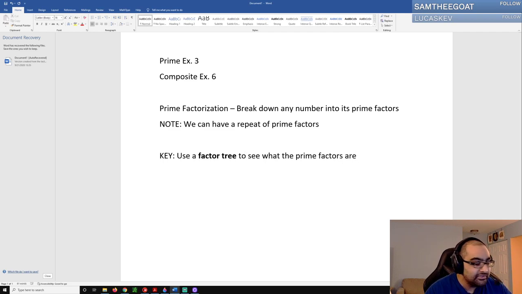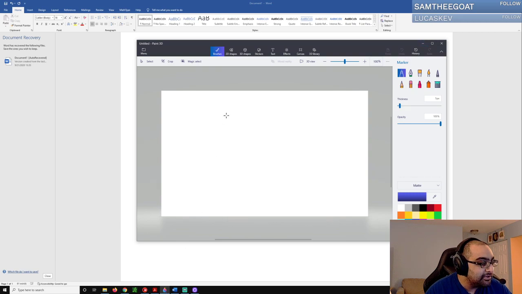All right, but let's take a gander here. Let's take a look and see what we're working with. Okay, let's do our paint tool here. All right, so the first one there on the handout is 12. What's the prime factorization of 12? So we're going to take 12, we're going to put it up here up top.